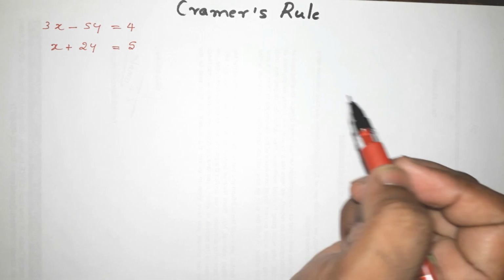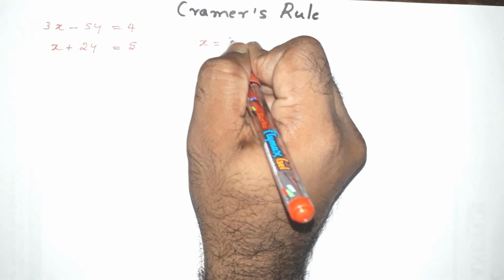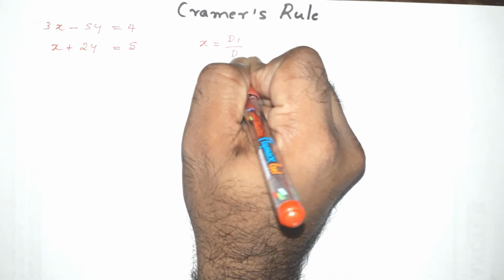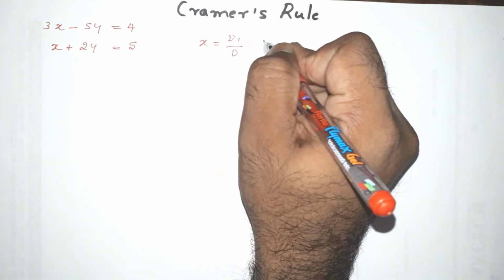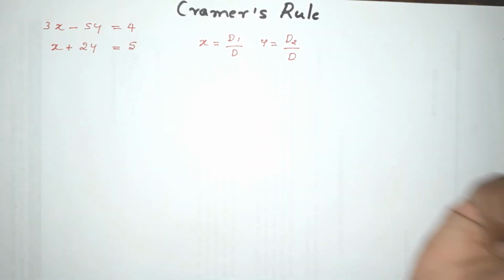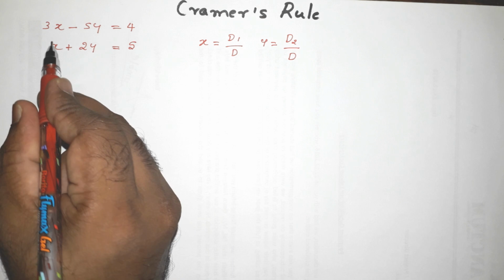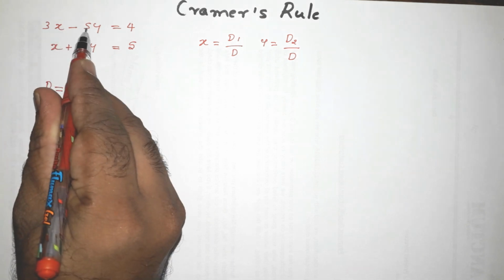In solving by Cramer's rule, there is a general rule that to find the value of x we need delta 1 divided by delta, the determinant, and y is equal to delta 2 divided by delta. So by using this formula we have to find the value of x and y. To solve this simultaneous equation, let us begin with delta. How to calculate delta? Delta is nothing but writing the coefficients of x and y.